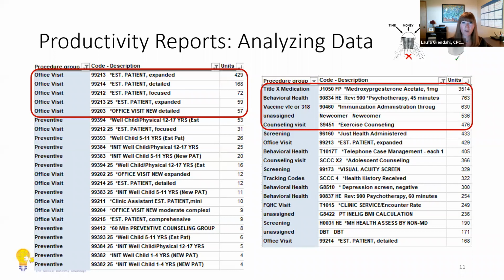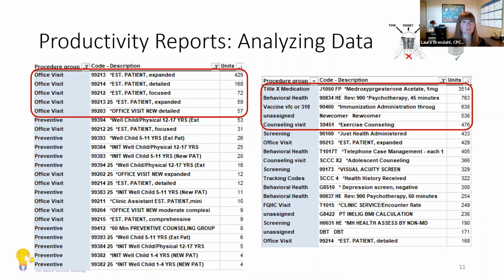So again, we're starting this critical thinking. We're wondering, what's their day-to-day like? What type of patients are they seeing? Why are they coming in? How many clinicians are seeing all of these patients? We're starting to have that thought process, right? And then if we look at the graph on the right, all of a sudden we see that the most reported code at 429 has jumped up to 3,514 for this J1050 FP code, which is of course our depot shot.